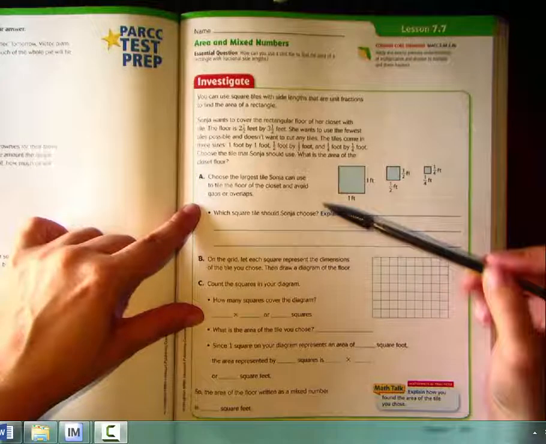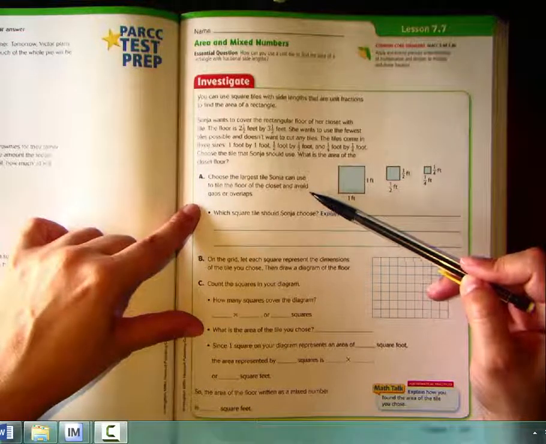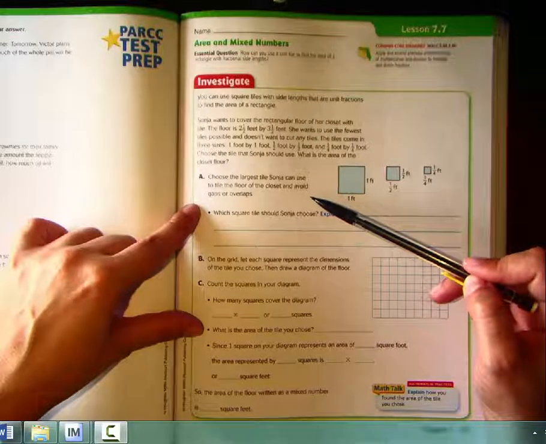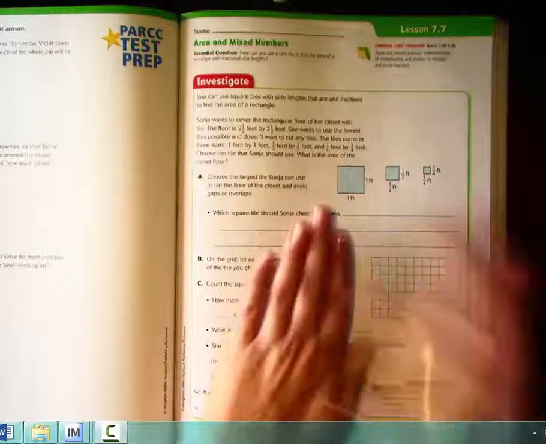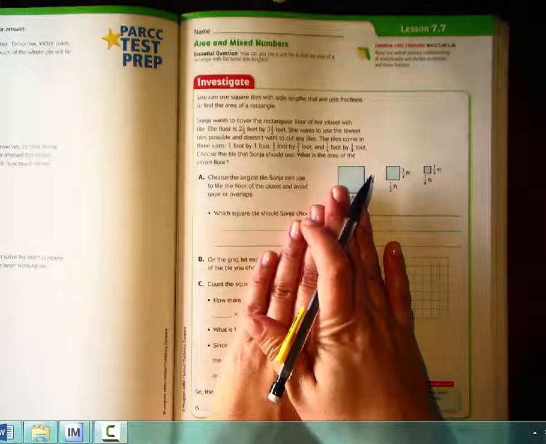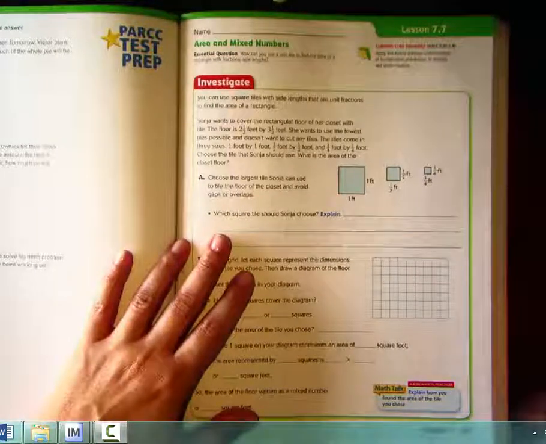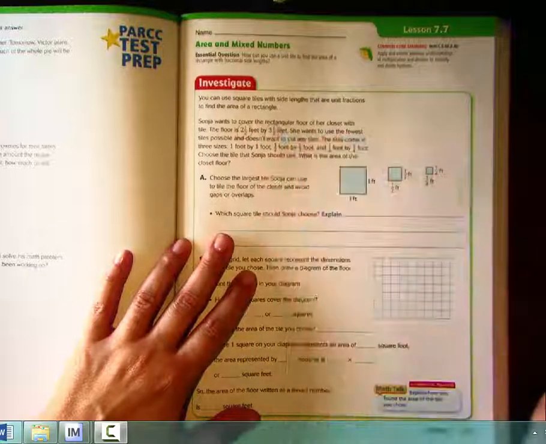Okay, so it says choose the largest tile that Sonia can use to tile the floor of the closet and avoid gaps or overlaps. So she doesn't want spaces between her tiles and she doesn't want 2 laying over top of each other. She wants them right next to each other. So I know I'm working with 2.5 feet and 3.5 feet.